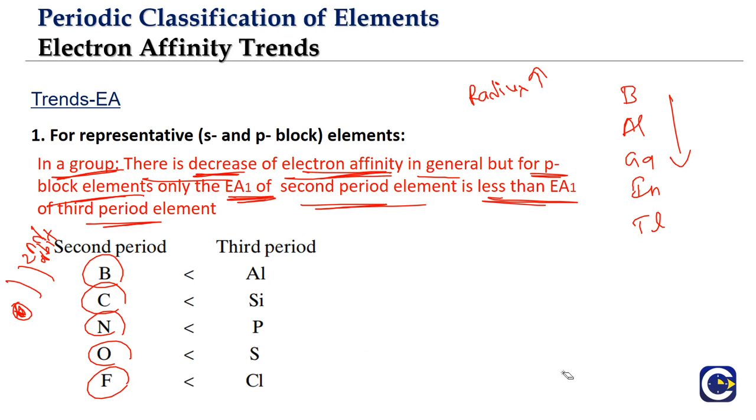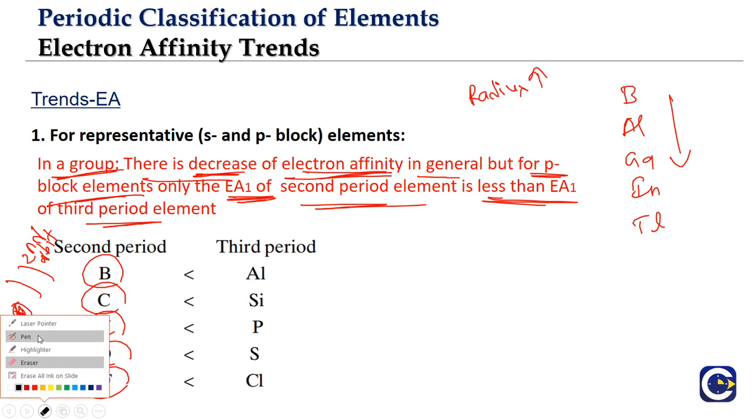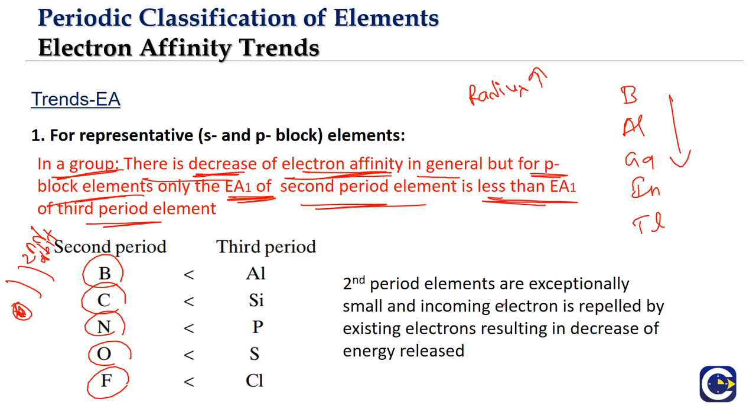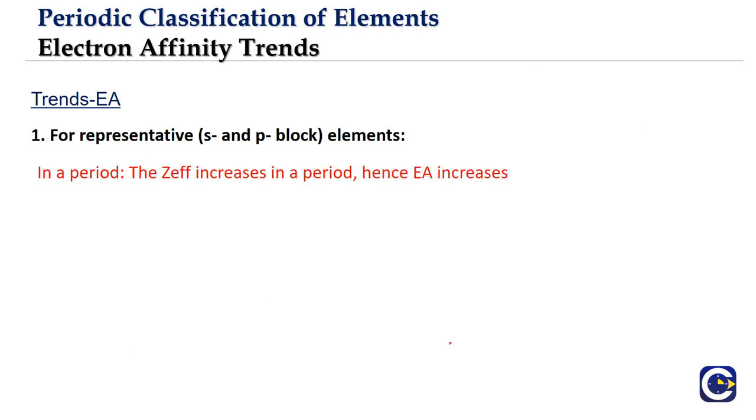So in the p block, all the second period elements will have lesser electron affinity than the corresponding third period elements. What is the reason? The second period elements are exceptionally small and the incoming electron will be repelled by the existing electrons. It results in a decrease in the energy released, so the energy released will be much less than expected. Okay, so that is the trend in electron affinity in a group.